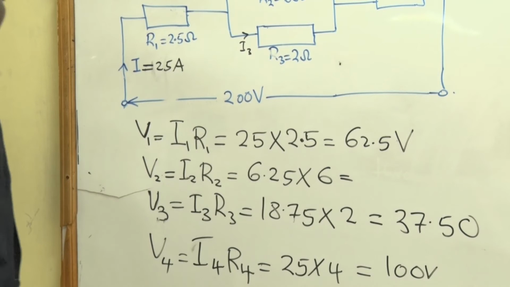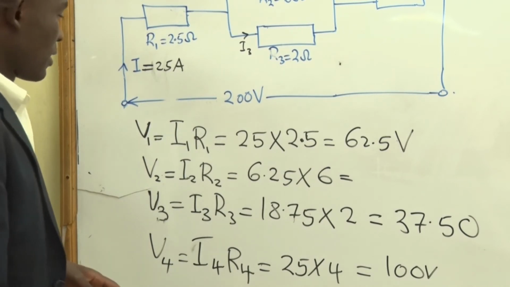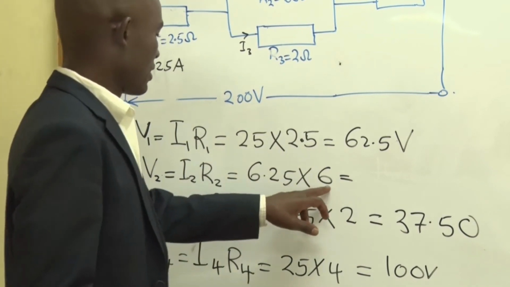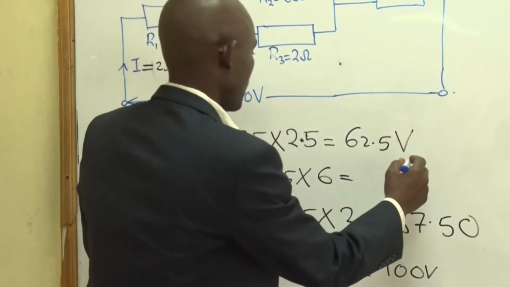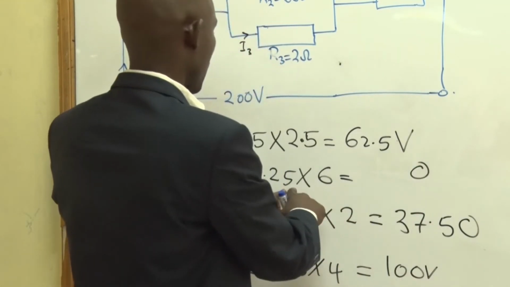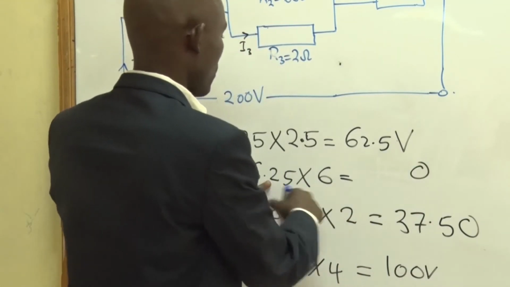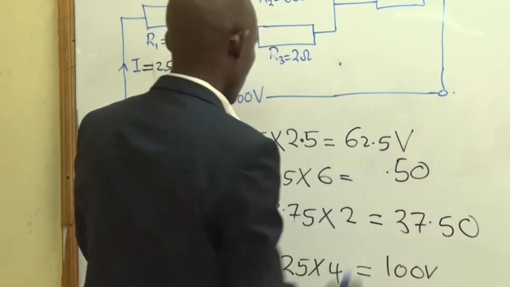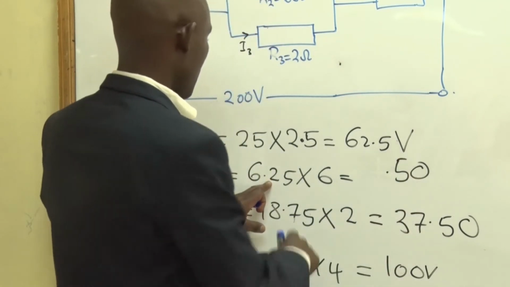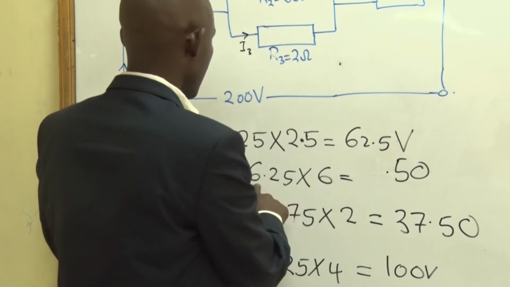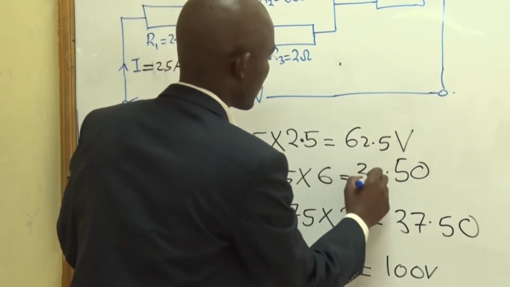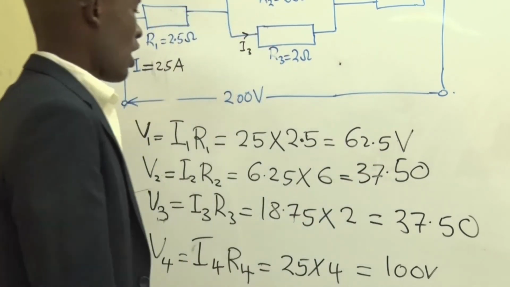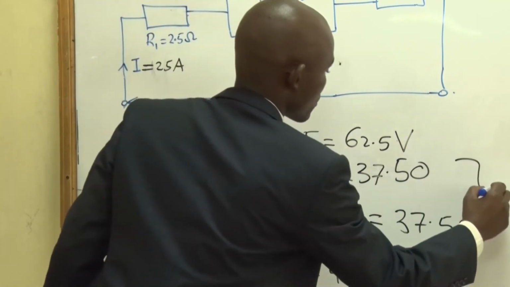Remember, if you have gotten voltage, we can do this. This one times this, you'll get 30. 6 times 5 is 30. This is 12, you will get 5. Remember, that is 15. This is 36. Plus that one, you will get 37.5. I want you to be very careful with the answers we are getting here.